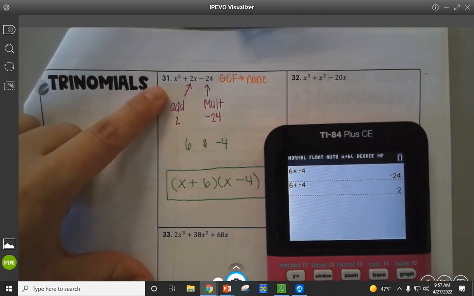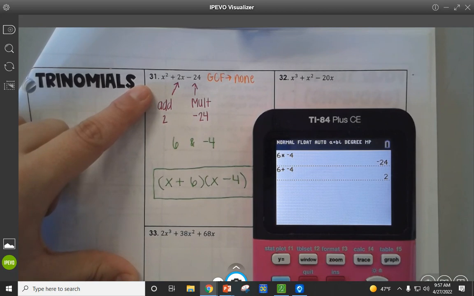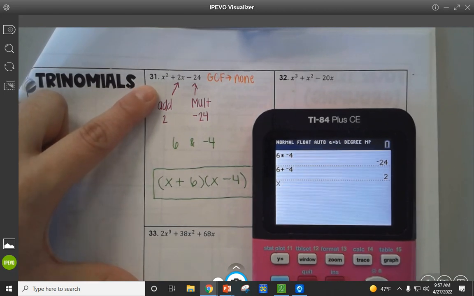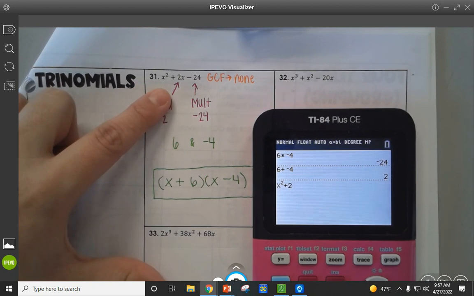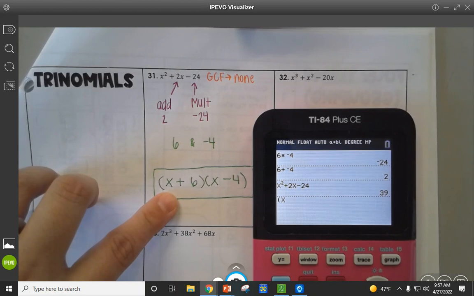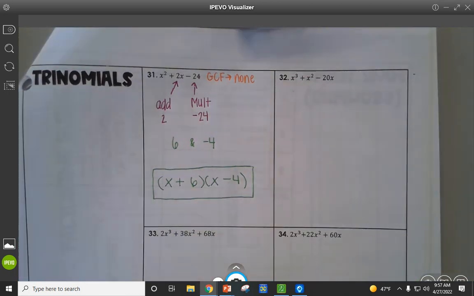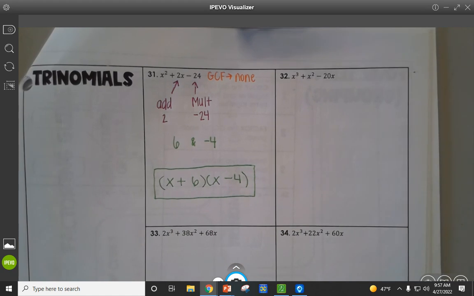Now, if we want to check the answer, store some random number for x. There's already a number stored in your calculator, most likely. So x squared plus 2x minus 24, and then my answer, x plus 6 times x minus 4. See if those match. Do they match? Yep, so I did it correctly. That 39 means nothing, don't put that on your paper. But if they match, it's correct.